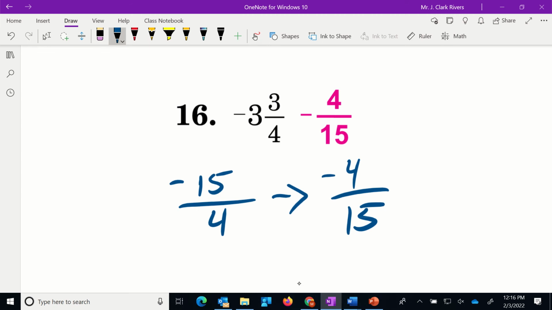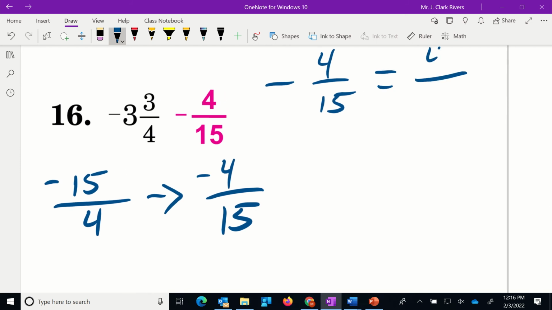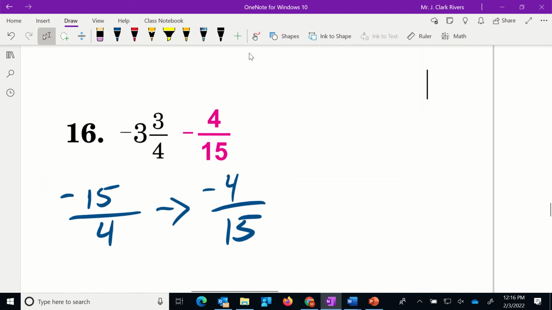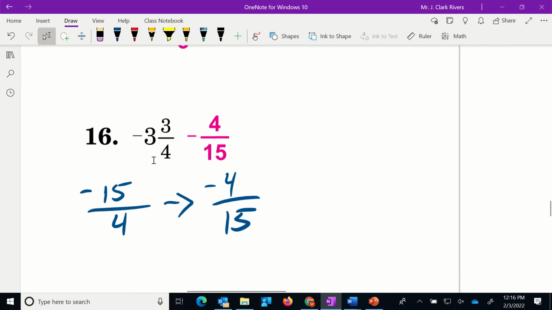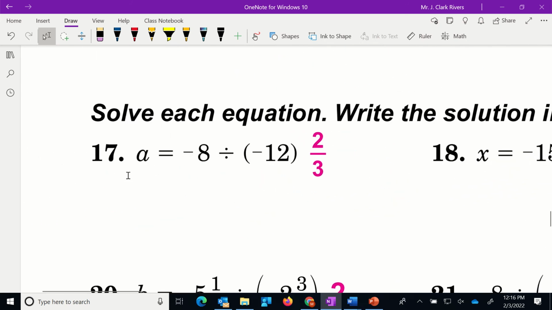Hey, this negative sign, where do I have to put it? Anywhere? You can put it anywhere. Up top, down below, in front. So negative 4/15, you could have said negative out front, 4/15. Or you could have also said 4 over negative 15. All those mean the same thing. As long as there's one negative, you can put it up top, down below, or out front. Questions on those?